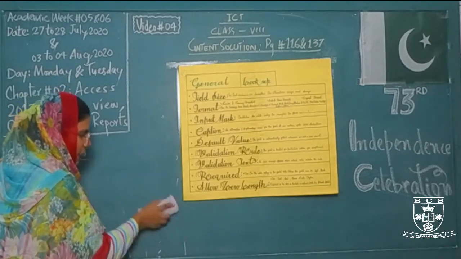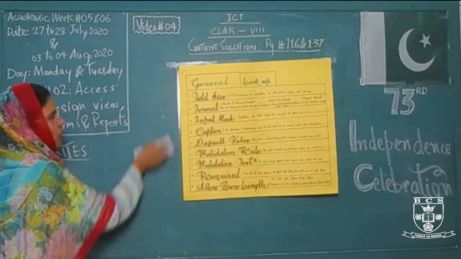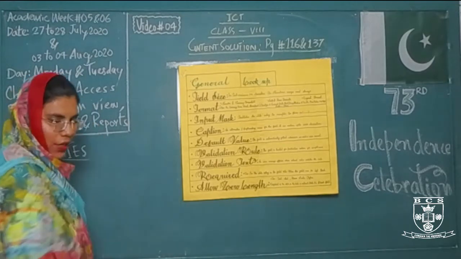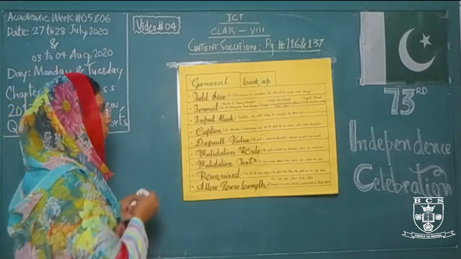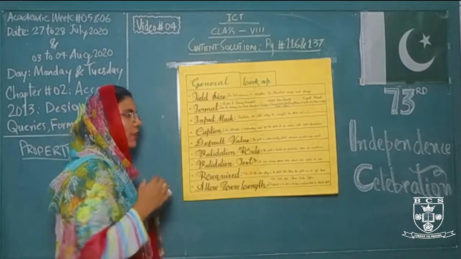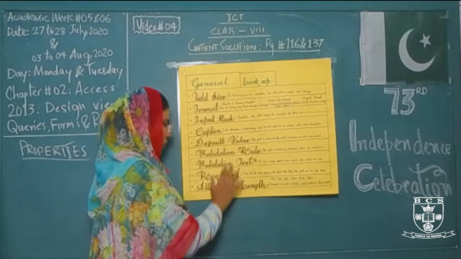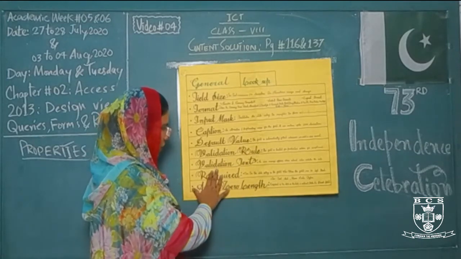And validation text, the next property, as I have told you, is an error message that appears whenever we violate the validation rule, meaning whenever we add any value that is not acceptable by the range that we have given with this particular rule. So we have an error message, and that is validation text.